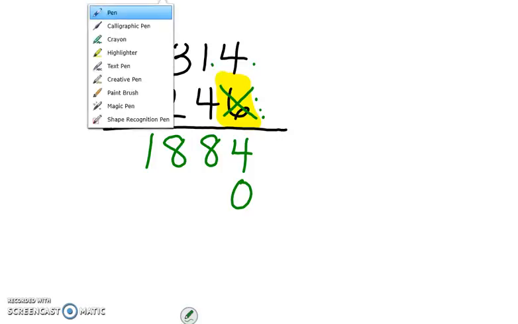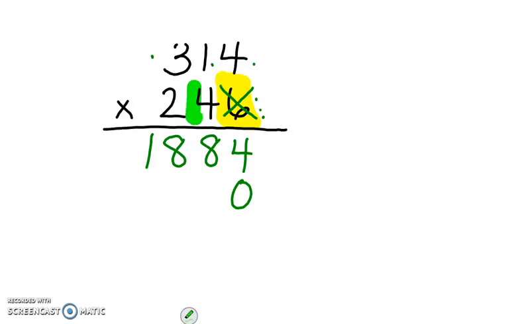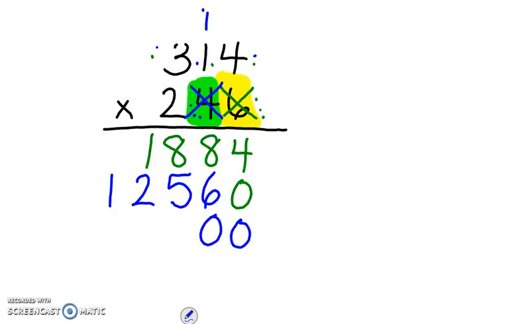Now I'm going to focus on my tens digit. And I'm going to again multiply that across all place values. 4 times 4 gives me 16. I'm going to regroup my 1. 4 times 1 gives me 4, plus 1 more is 5. And 4 times 3 gives me 12. Now I'm finished multiplying my tens digit. So instead of just putting 1 0, I need to hold 2 place values. My ones digit, which is my 6, and my tens digit, which is my 4.